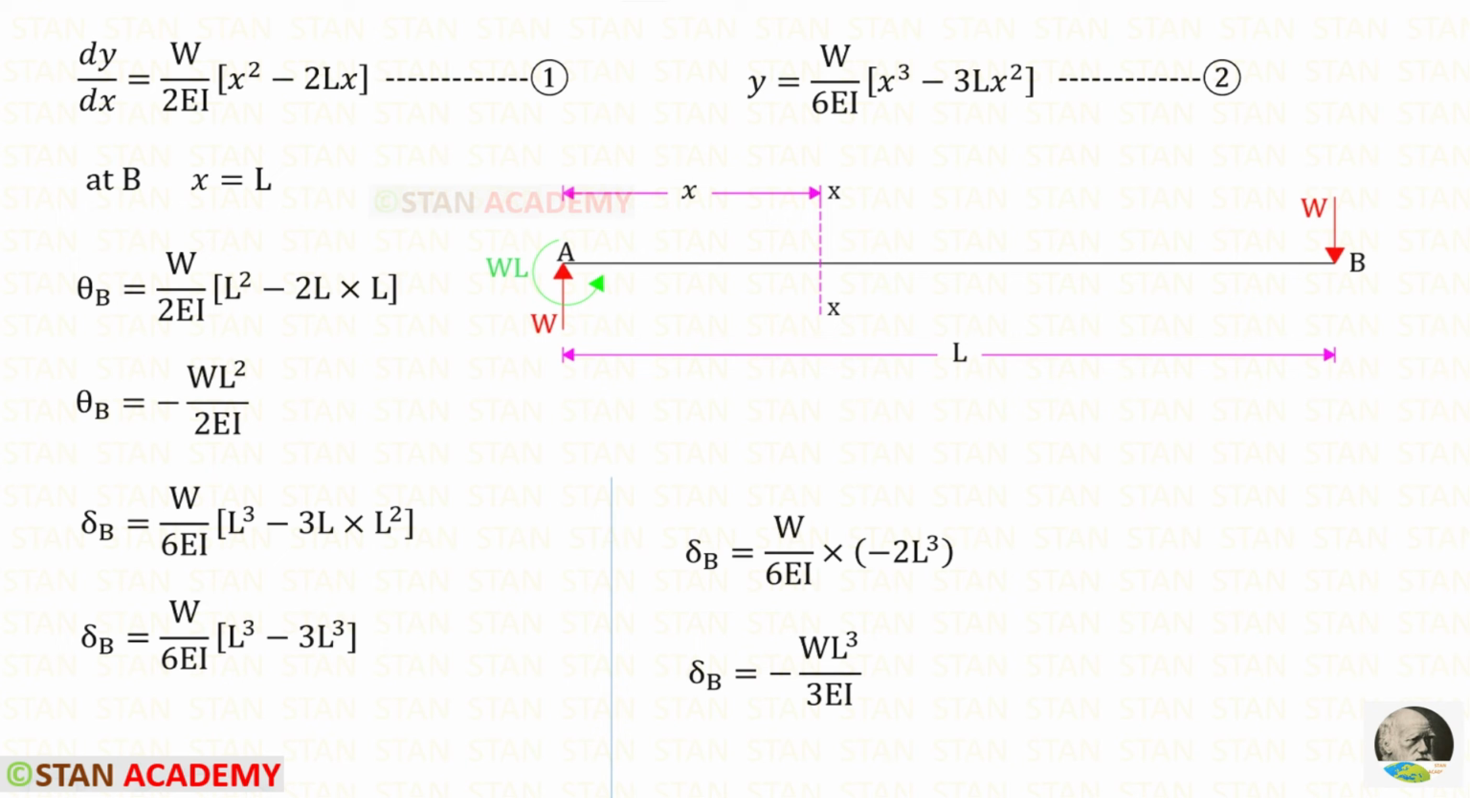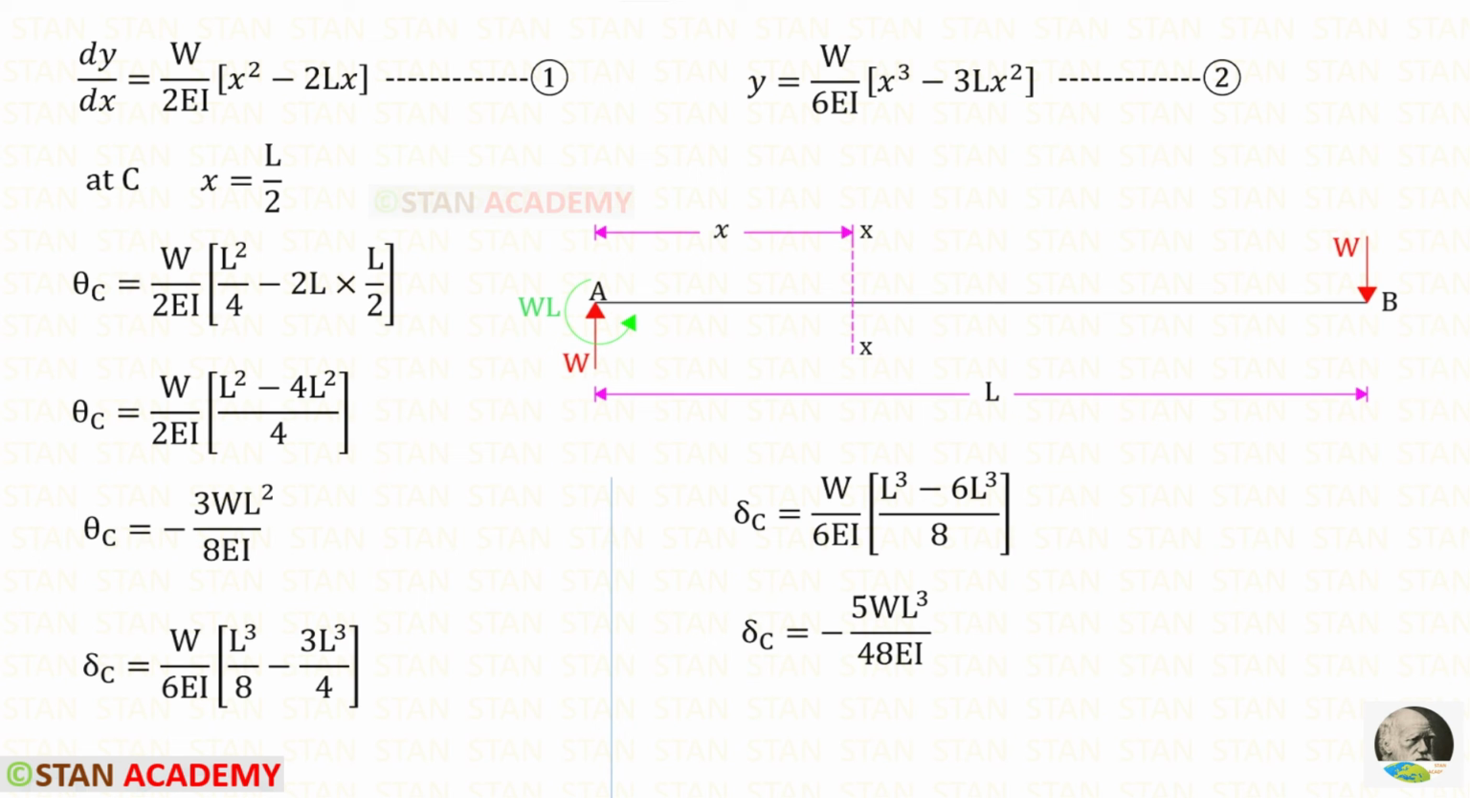Now we are going to find the slope at the point B. At B, x will be L. In this equation, instead of x, we have to apply L. In this way, we will get the slope as minus WL square upon 2EI. Now let us find the deflection at the point B. In this equation, instead of x, we have to apply L. For the deflection, we will get minus WL cube upon 3EI. We have got a negative value. That means the deflection is downwards.